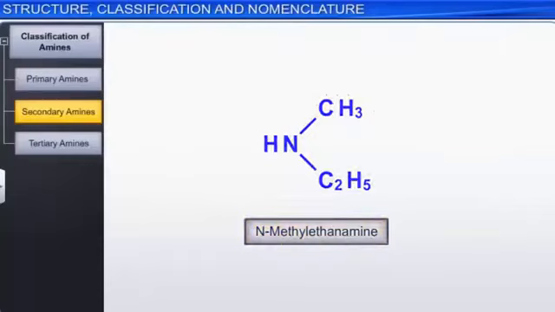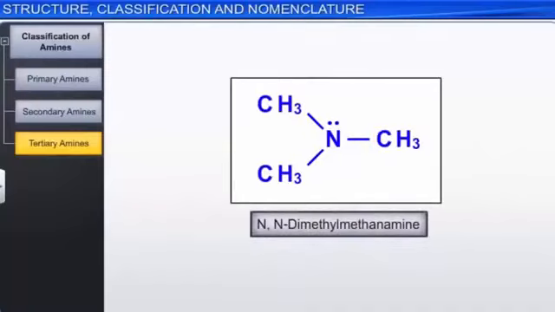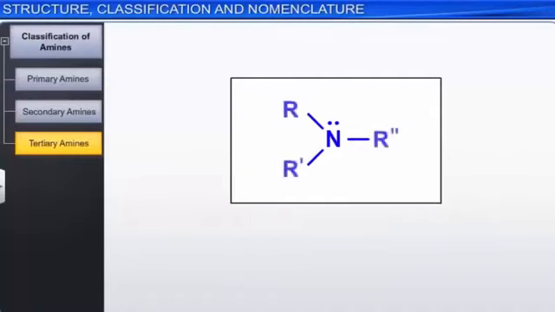In tertiary amines, if all the alkyl groups are the same, then two alkyl groups are treated as side chains and one is named alkanamine. Thus, the following tertiary amine is named N-dimethylmethanamine.